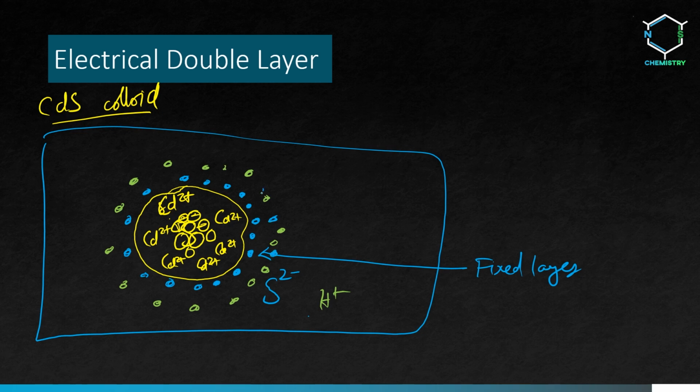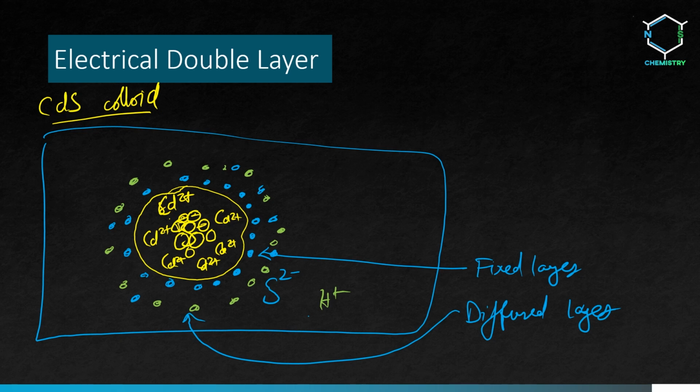Here everything is mixed in between. Obviously the positive charge ions will be more. The positive charge will be more, but the negative charge will also be there. So this second layer we will call the diffused layer. The diffused layer basically contains ions of opposite charge. So what happened? In the middle is the colloidal particle, and on it a common ion is adsorbed. That adsorbed layer of common ion is the fixed layer.